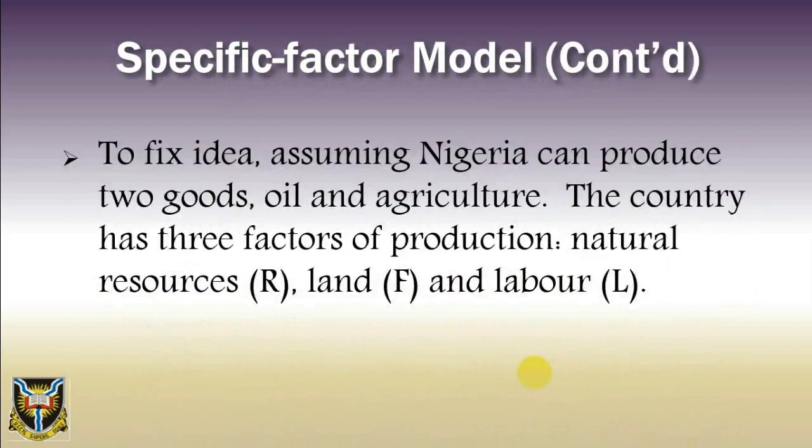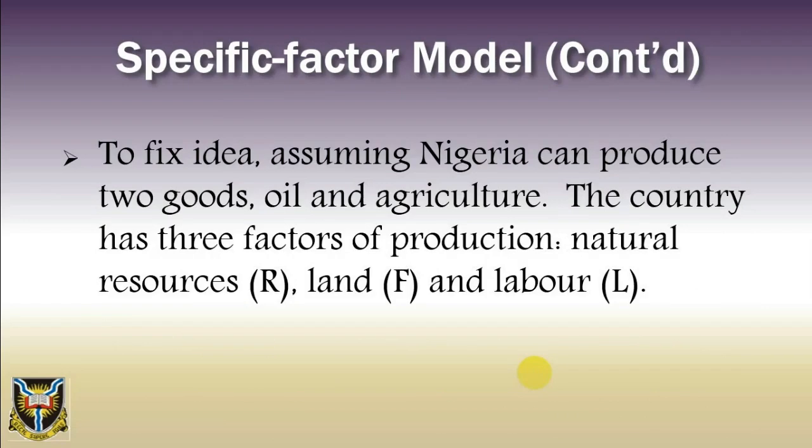Not only that, the model assumes that a factor is specific to the production of a particular good. Also, labor is homogeneous and mobile. That is, one of the other factors, say capital, can only be used in the production of a particular good, while labor can move across industries.